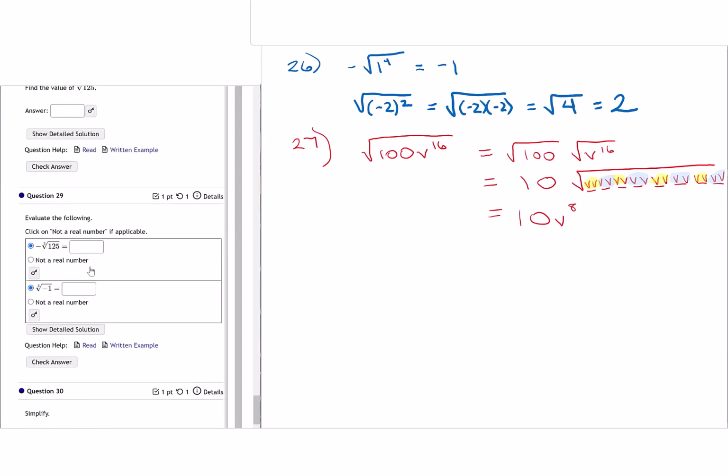28. Now here, notice we have a different value in the index. We assumed everything so far. We have an invisible 2, but now we don't have anything invisible. We have the cube root, the third root of 125. Again, I'm going to do my factor tree. 125, I know I can divide it by 5 times 25. 25 is 5 times 5. I have 3 5s. This equals the third root, or the cube root, of 5 times 5 times 5.